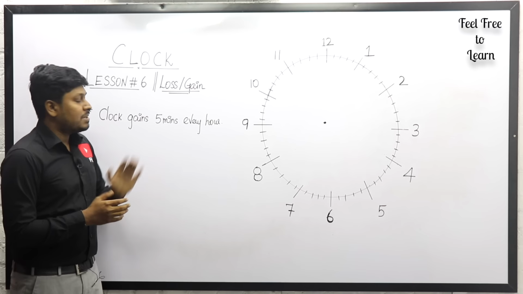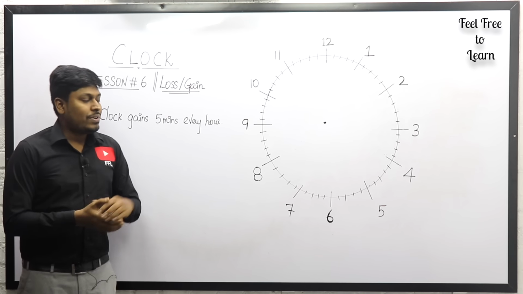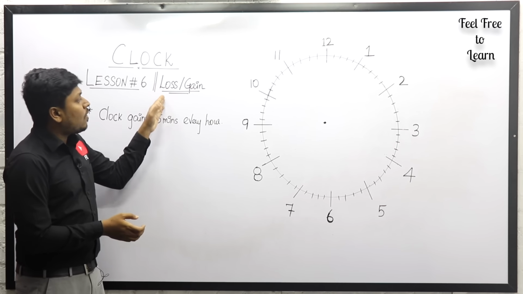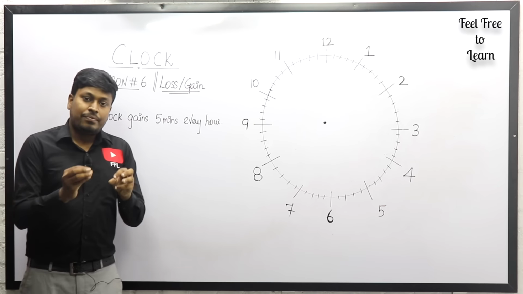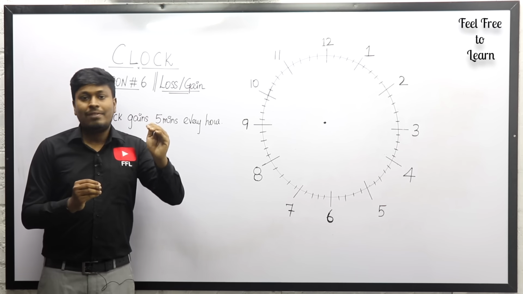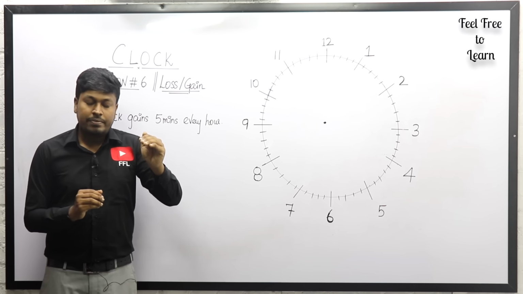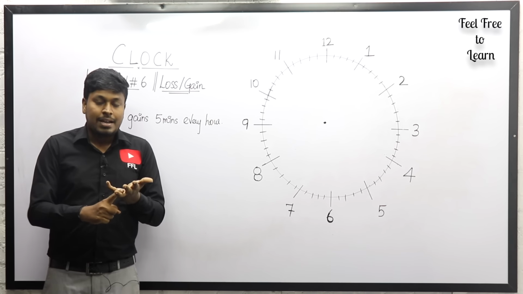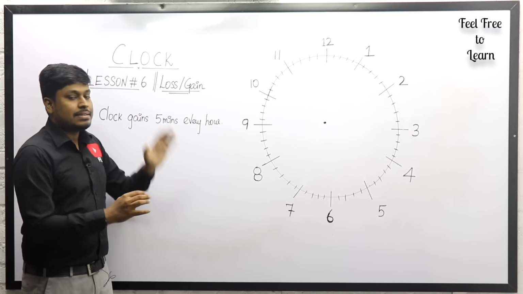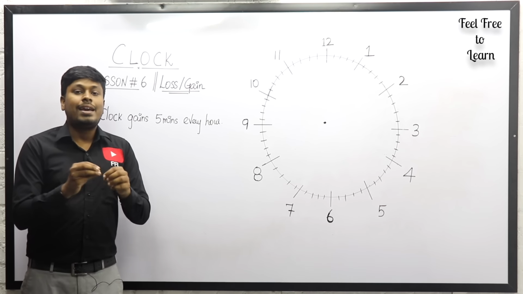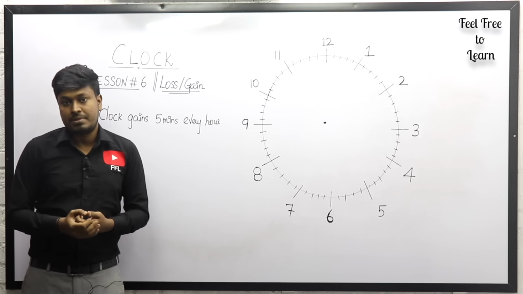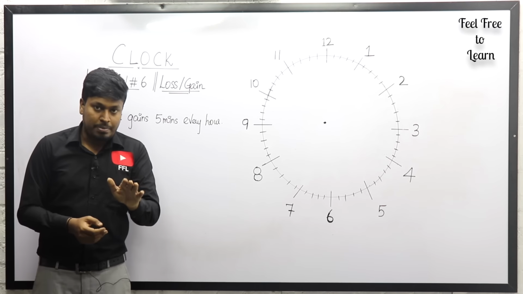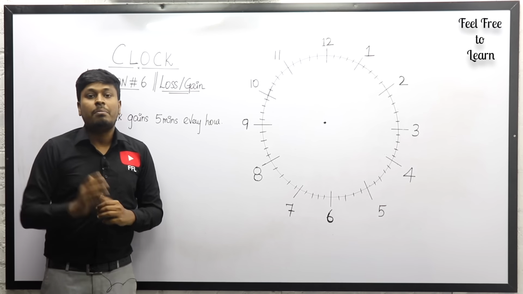So in this lesson number 6 on the topic clock, now we are going to solve 4 to 5 questions based on the concept called loss or gain. So friends, if you are preparing for any high level competitive exams, for example, if you are preparing for GATE exam or else if you are preparing for CAT exams, definitely you should learn this lesson number 6, or else you can't solve a question in the exams, because this lesson number 6 is the most important lesson in the topic clock for all the high level competitive exams.